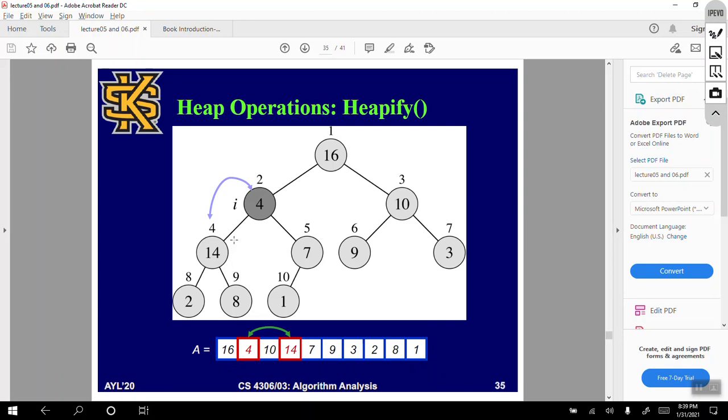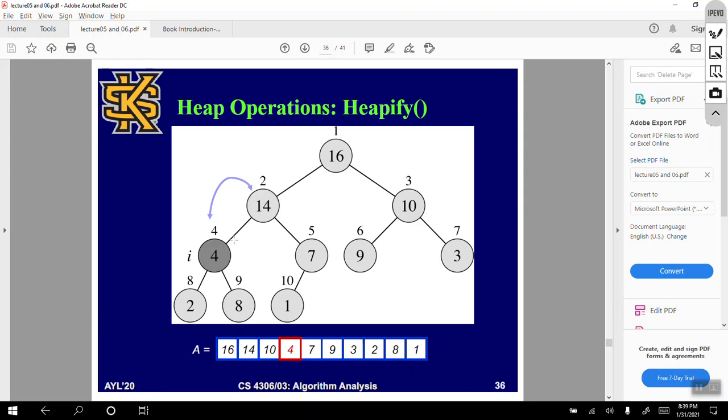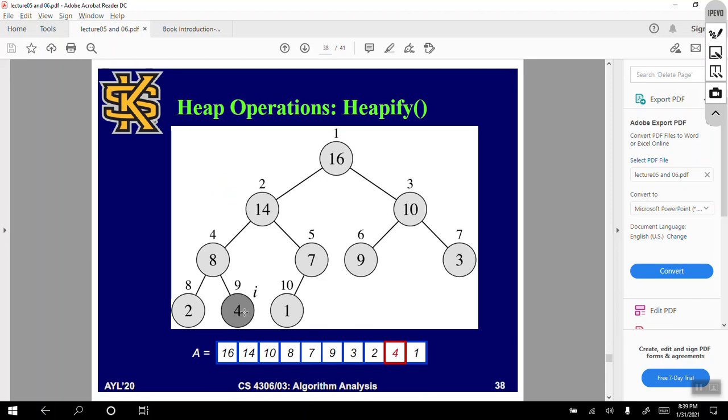We need to swap 4 and 14. So then again, 4 is greater than 2, then it's fine, then we need to go to the right side. But considering the right side, 4 is less than 8, right? So then what we need to do is swap 4 and 8. So 4 comes over here.